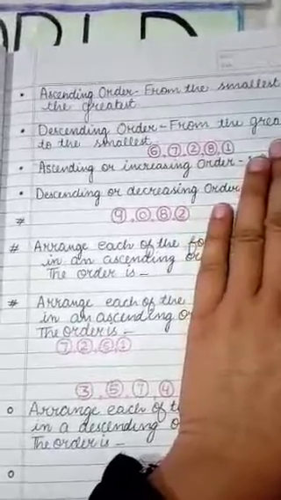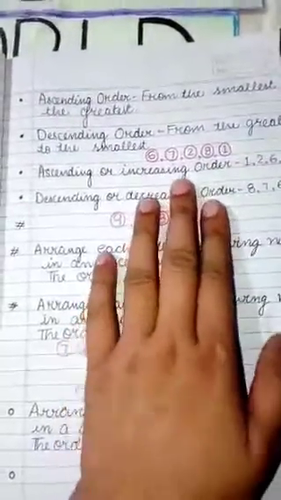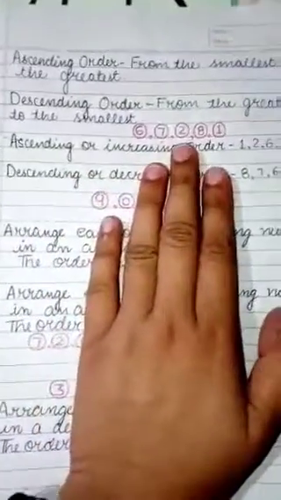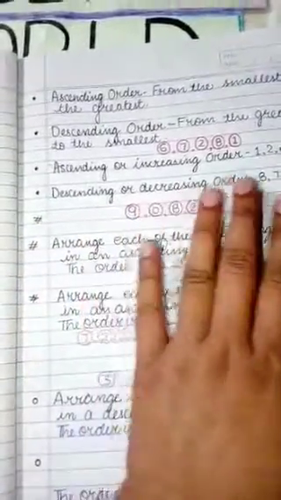Now one more thing: ascending order is also known as increasing order. Increasing, because we are increasing, we are moving upward. And descending order is also known as decreasing order.